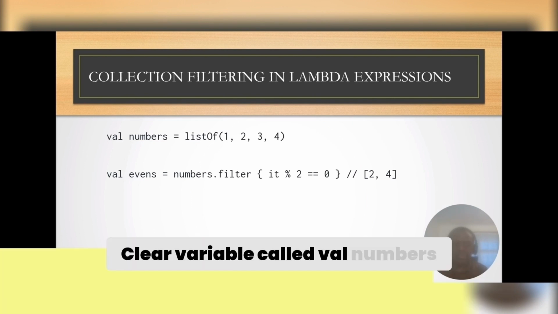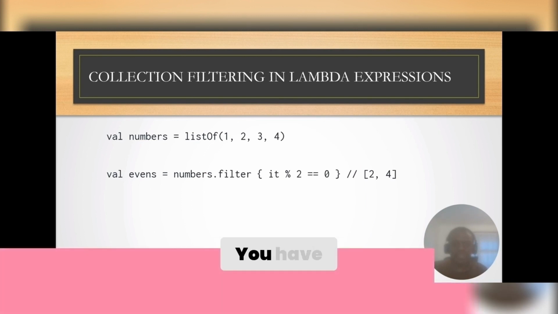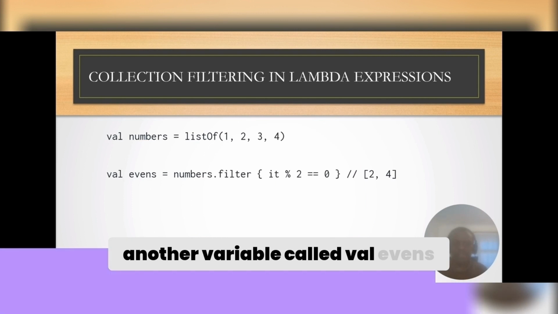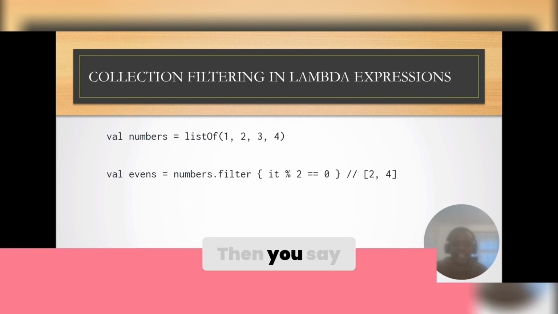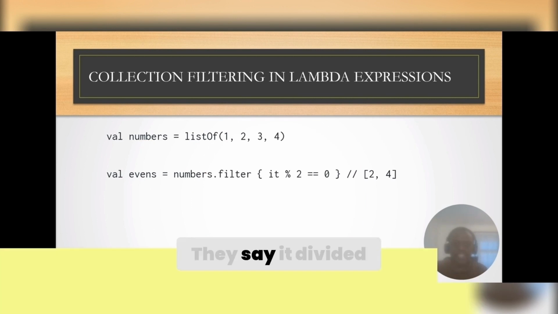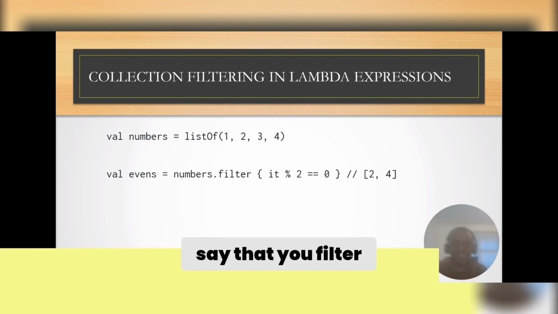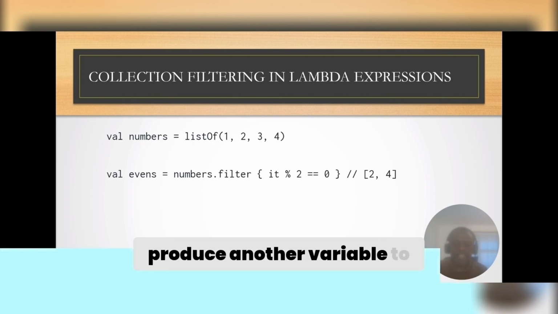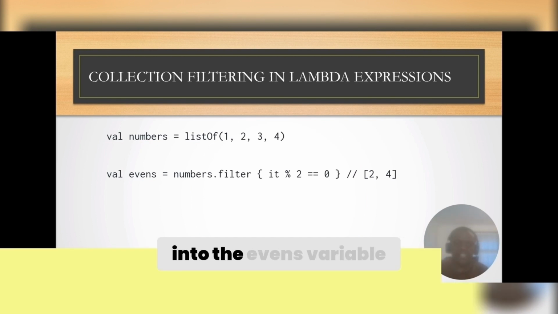Declare a variable called val numbers in the list of type listOf. Then you have a list of numbers, and then you declare another variable called val evens, and then it applies to the numbers. You say numbers.filter, then you say it divided by 2 equals 0 in curly braces, which is to say that you filter the even numbers to produce another variable to insert the even numbers into the evens variable.